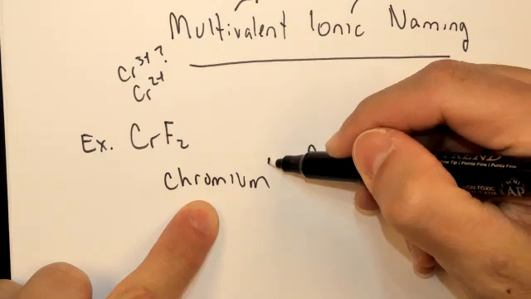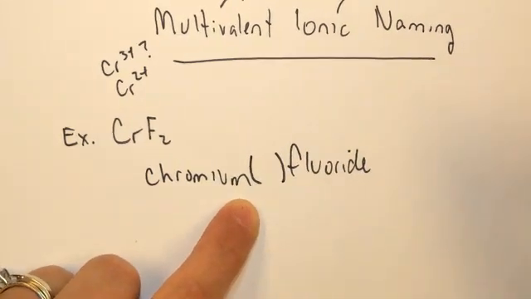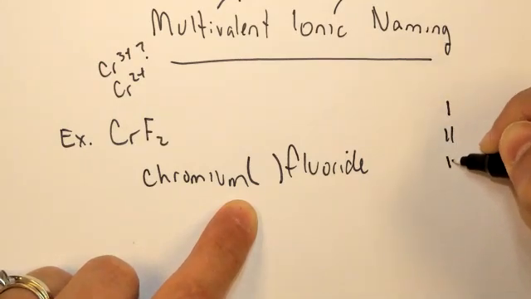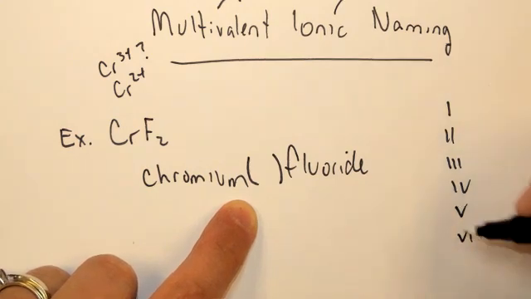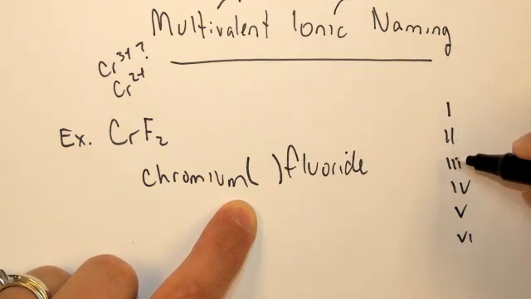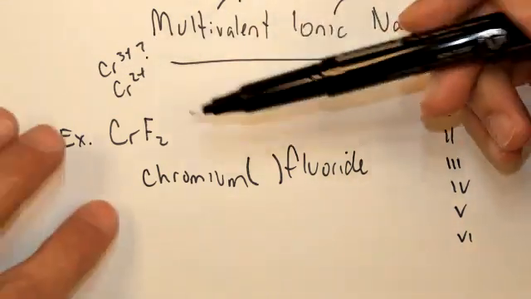To do so, we are going to add brackets after the chromium name and use Roman numerals to tell which charge we are talking about. And the Roman numerals should be given to you. This is 1, 2, 3, 4, 5, 6, and we only have to do 2 or 3.